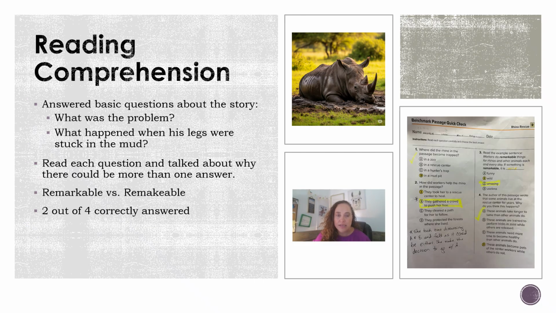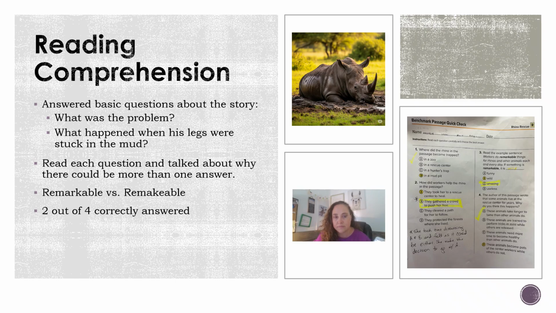So the second part is the reading comprehension, and before we got into the reading questions that were written on the page, I did ask some basic questions about the story. So I'm going to go ahead and play her answer. The first question I asked her was, what was the problem?